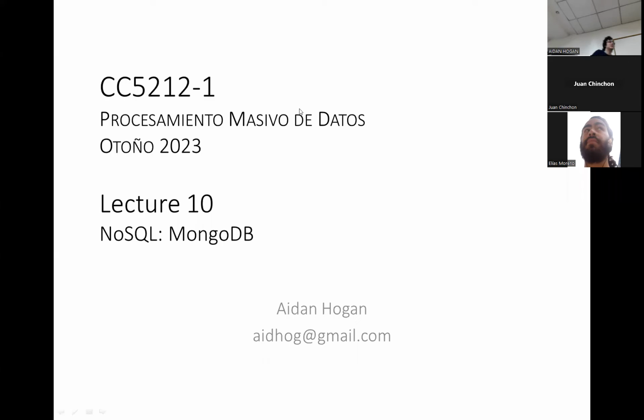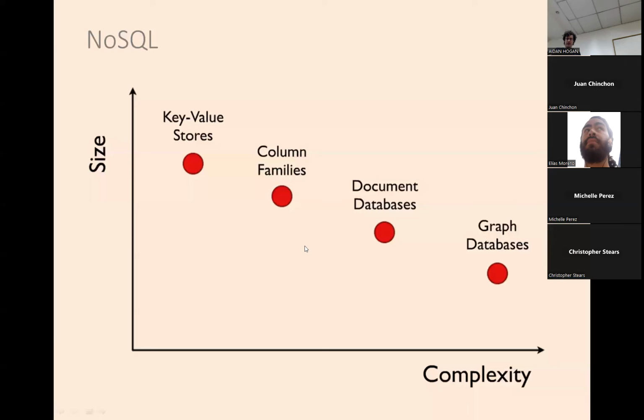Okay, hello. So today we have class 10 on MongoDB. We're going to move on to a new topic within the NoSQL space. The last time we spoke about key value stores, and we saw in the lab Cassandra. We also spoke about column families. So today we're going to move on to the third category of system, which is document databases.